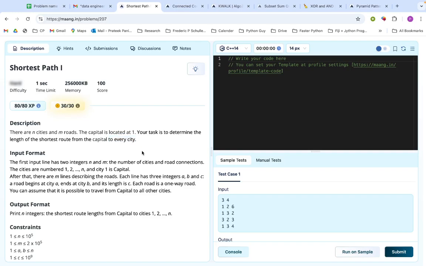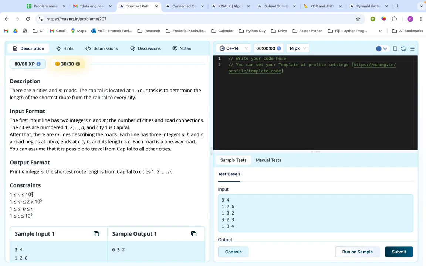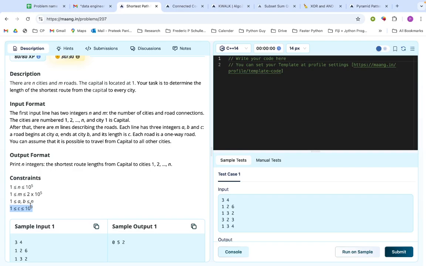Right. And the constraints are standard constraints. The number of nodes is 10 power 5, the number of edges is 2 into 10 power 5, and the weights, which is important to note here, are all positive. It starts with 1 and it can go up till 10 power 9. So we might as well store the distance. The distances might not fit into the standard int data type, so that's one thing to be careful about.